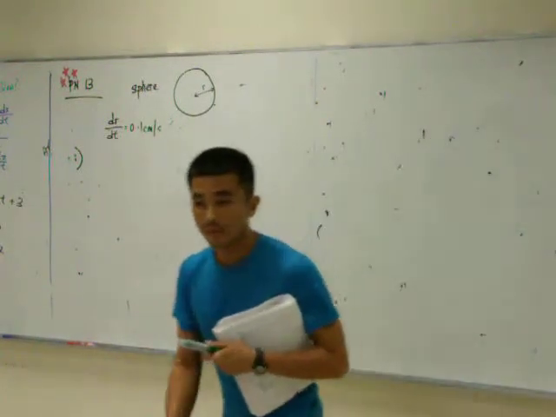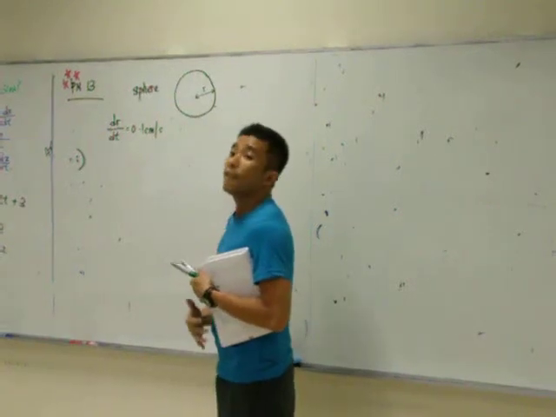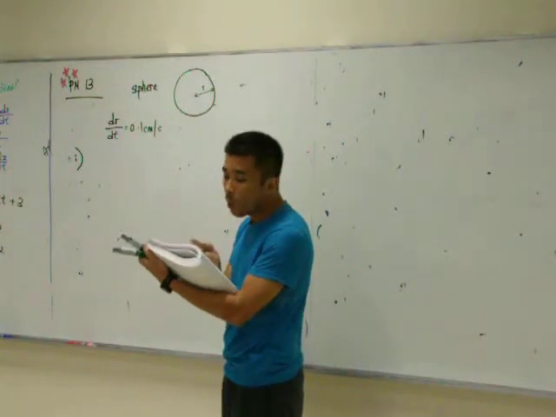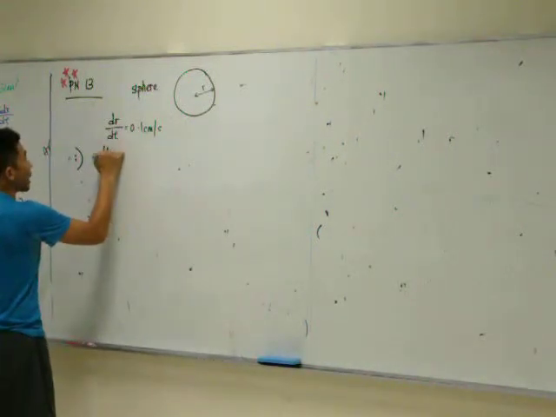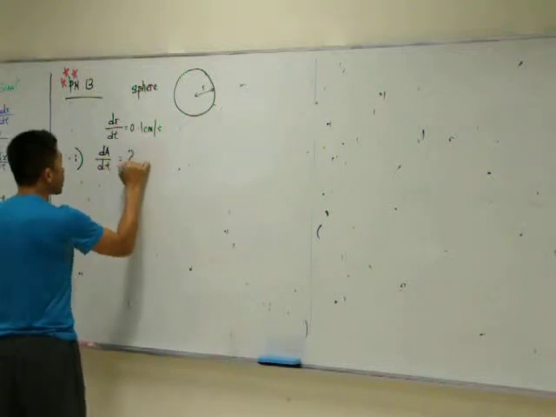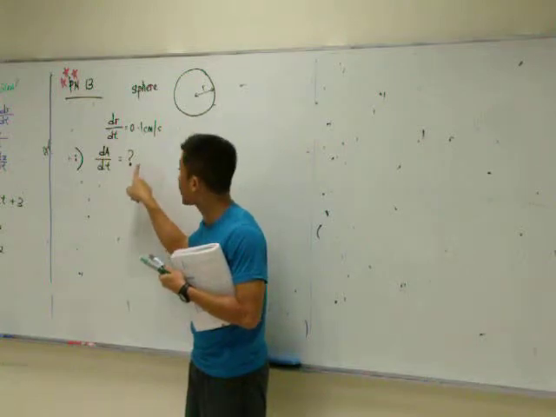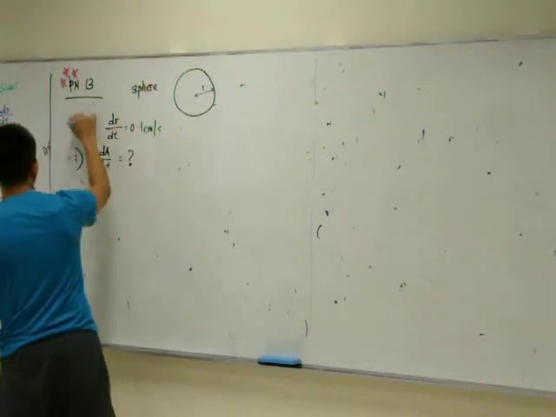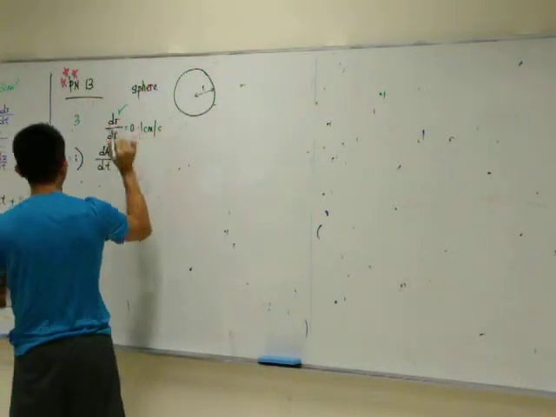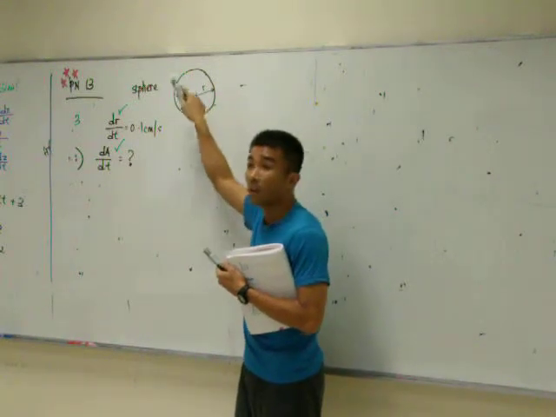Now, the first part of the question asks you to find the rate of increase of the surface area. You are able to tell me, oh, if it's the rate of increase of the surface area, it must be dA over dt. But I do not know what it is, so I put a question mark. There must be three things you must be able to tell me. We have the first one, we have the second one, the third one is missing. What are we looking at? The surface area of the sphere itself, right?